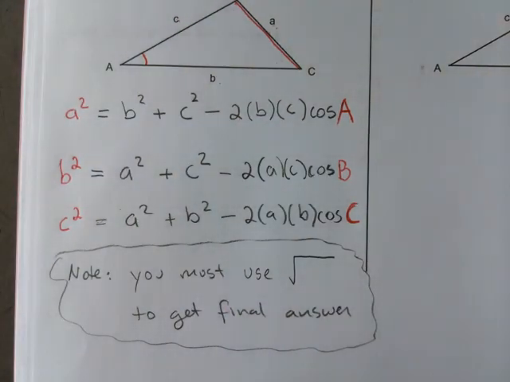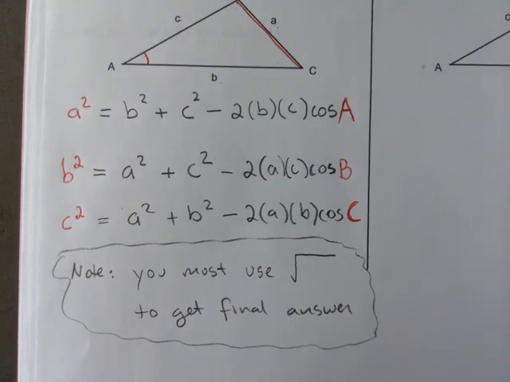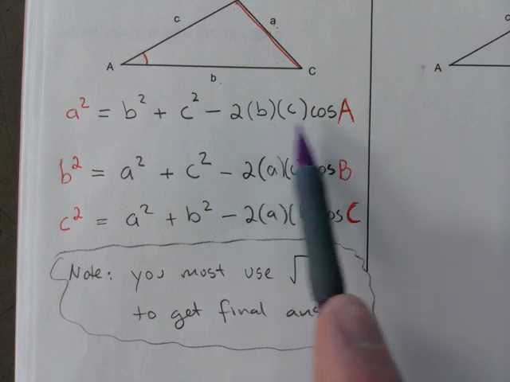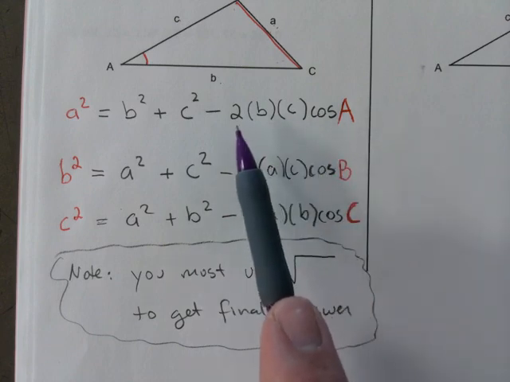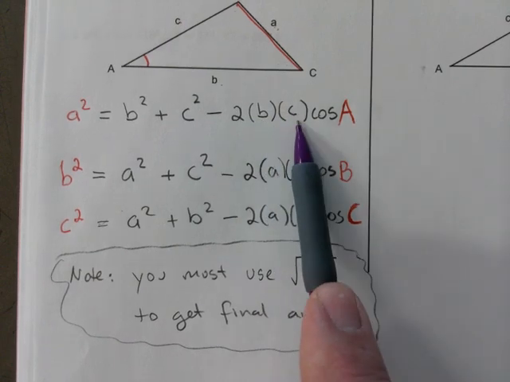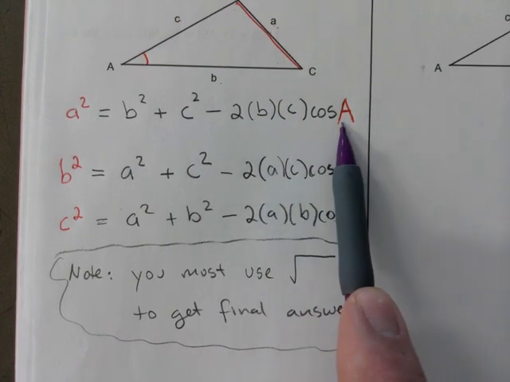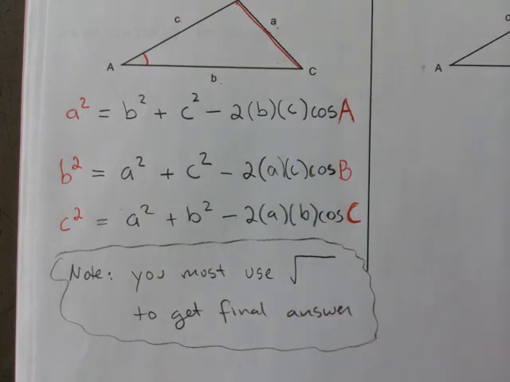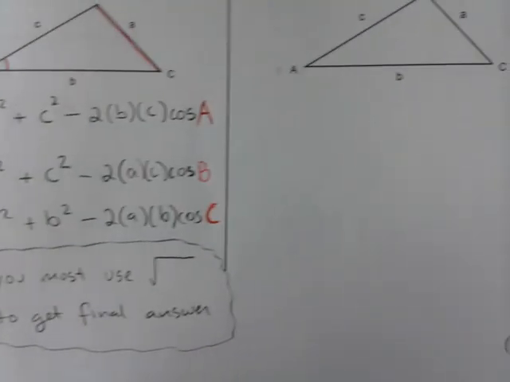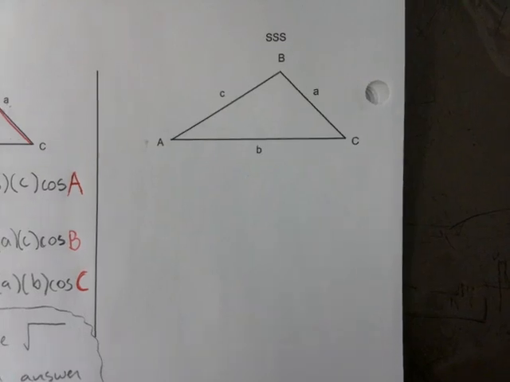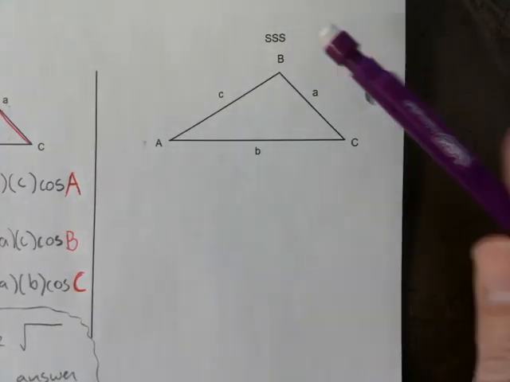Let's go to the other one, side, side, side. Is this scary or what? Back here, this is saying 2 times this, times that, times cosine of A, right? This is all multiplying back here, but don't fear it. If you have a decent calculator, I'll show you it's not that hard. It's very easy to type in. I shouldn't say very easy, but it's doable, okay?